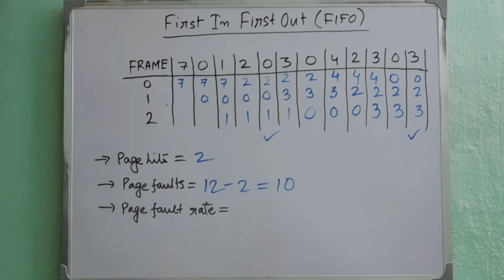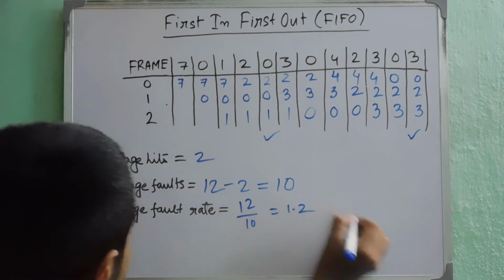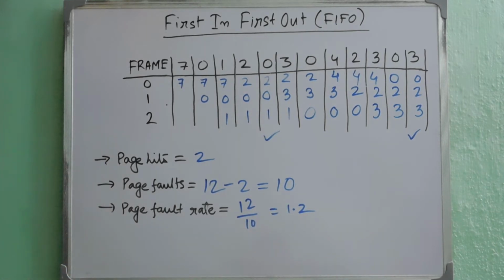So we will calculate the page fault rate. Now the page fault rate is the number of page faults divided by the total number of pages. So here it is 10 by 12. Now one advantage of FIFO is that it has the least page fault rate. So this was all for the first page replacement algorithm, that is FIFO.